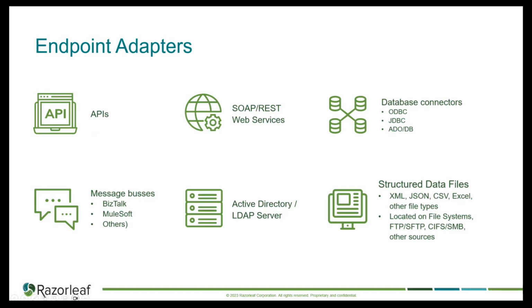Now let's take a look at what type of endpoints we can have in Clover. The different types of adapters can be APIs, web services through SOAP, REST, database connectors, ODBC, JDBC, ADO-DB. We can work with ESB buses like BizTalk, MuleSoft, others. Active Directory, LDAP servers, structured data files, XML, JSON, FTP servers, and things like that. So pretty much anything that is needed, we can connect with or create adapters for every kind of thing that you need.